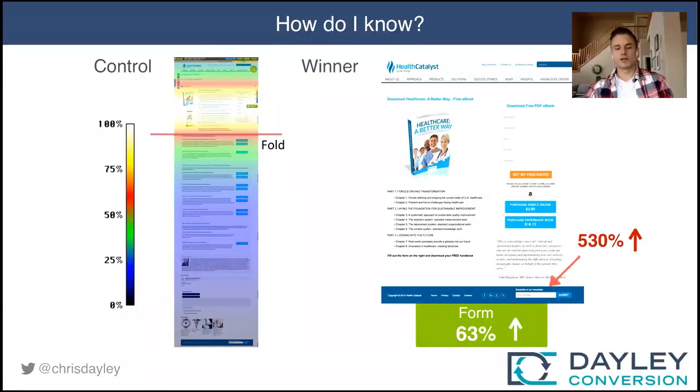And then we found another interesting thing. We had a 530% increase in email subscriptions. Now, that was all the way down at the bottom of the page. In the client's mind, that wasn't really very important at all. But on this page, people were looking for that. Or at least people were interested in subscribing on this page.